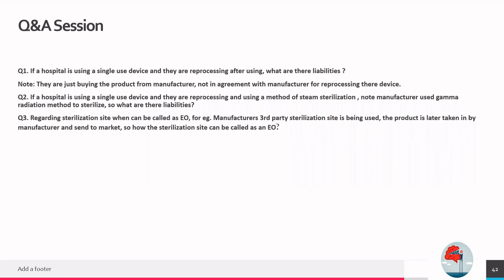Next question. If a hospital is using a single-use device and they are reprocessing it using a method of steam sterilization, note that the manufacturer used the gamma radiation method to sterilize. So what are their liabilities? So if a hospital used a single-use device and then reprocessed it with steam sterilization, but the manufacturer's sterilization method was gamma sterilization, what will they be considered?